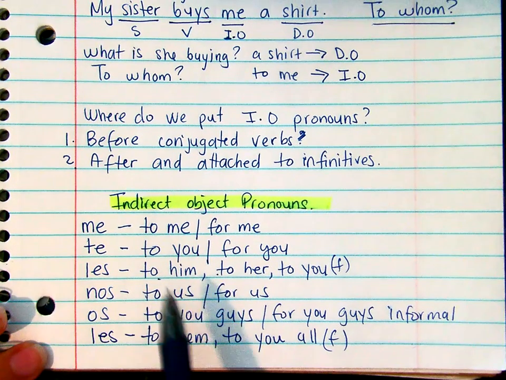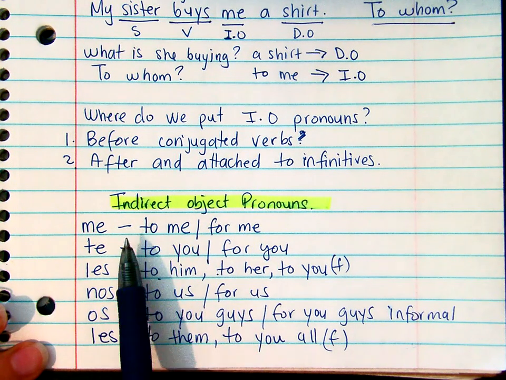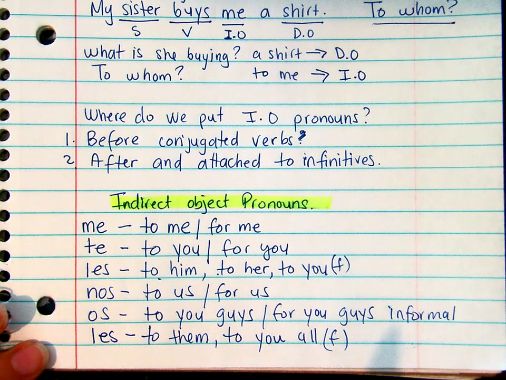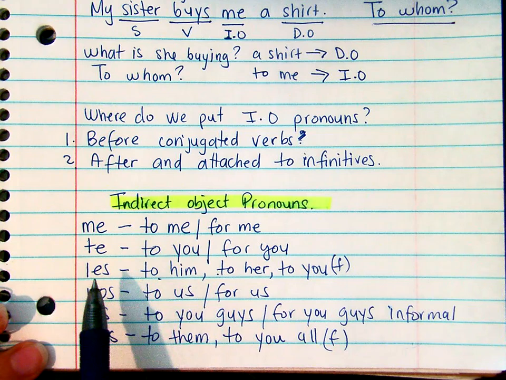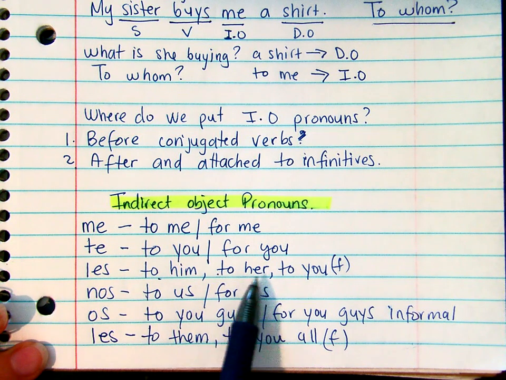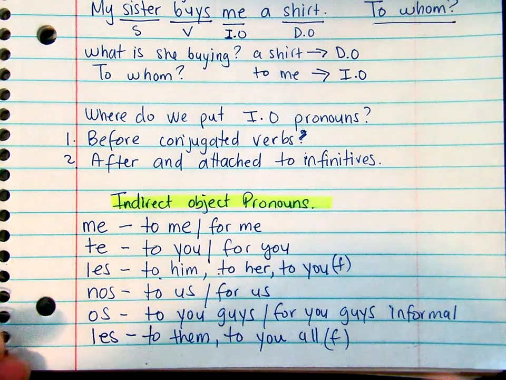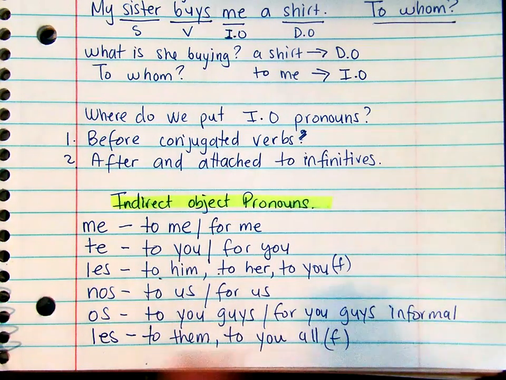But this is the idea. So to me, for me, me. Te, to you, for you. Le, to him, to her, to you, or for him, for her, for you. Nos, to us, for us. Os, to you guys, for you guys, and this is informal. Les, to them, to you, or for you, to them. All of that, okay? You guys get the idea.